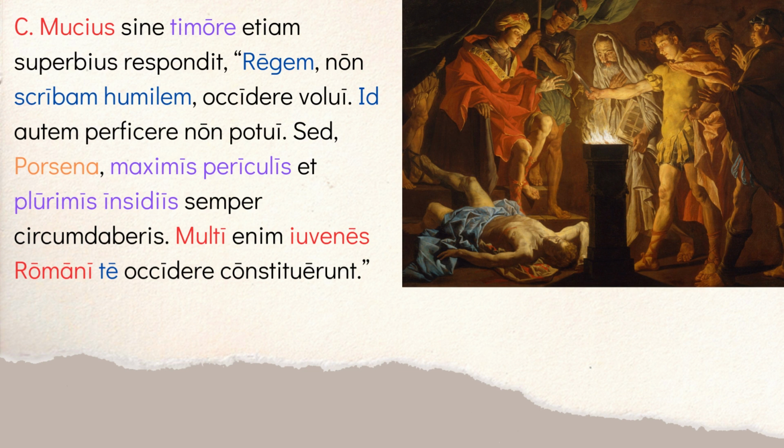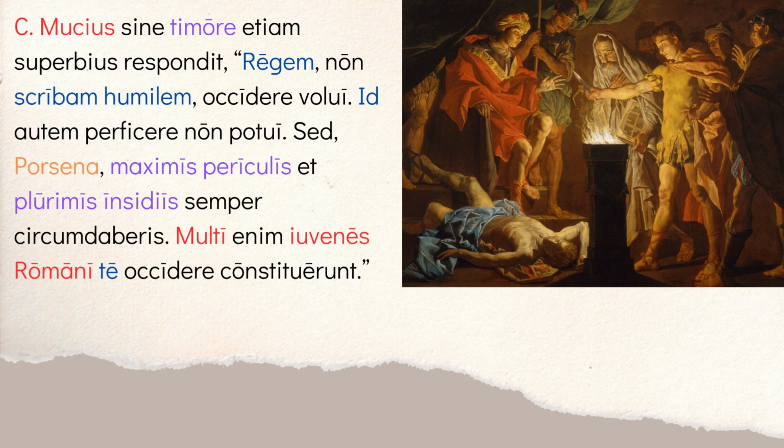And he says, volui occidere. There's your complementary infinitive. Volui means I wanted. It's perfect tense. So I wanted to kill the regem, the king, not the scribam humilem, not the humble or lowly scribe. So he just calls it out. He says, hey, I was aiming for you, buddy, right? He's like, I just didn't know. So he says, I wanted to kill the king, not some lowly little scribe.